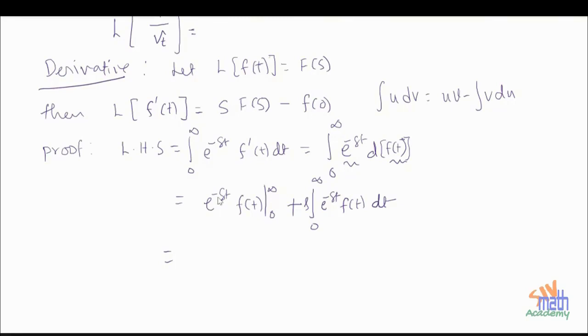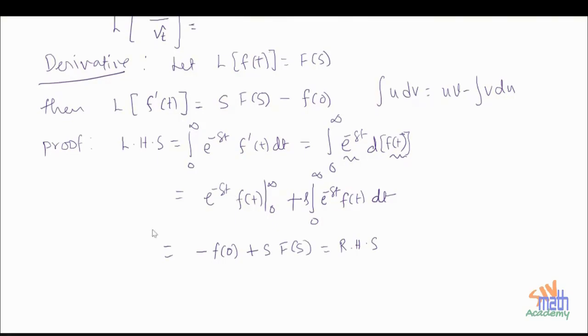When you put infinity, it will become 0, and then when you substitute the lower limit, you will be getting minus f of 0 plus s into, this is nothing but your F of s, correct? And this is now your RHS. Look at that, s into F of s minus f of 0. You got RHS. This is simply your Laplace transform.